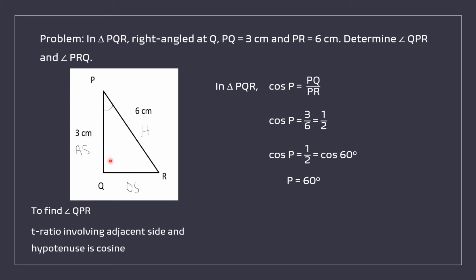When you know two angles of a triangle, you can find the third angle directly. P is 60 and Q is 90. 90 plus 60 degrees is 150 degrees. Now to find angle R, it is nothing but 180 minus 150, which is 30 degrees. I can write it directly.